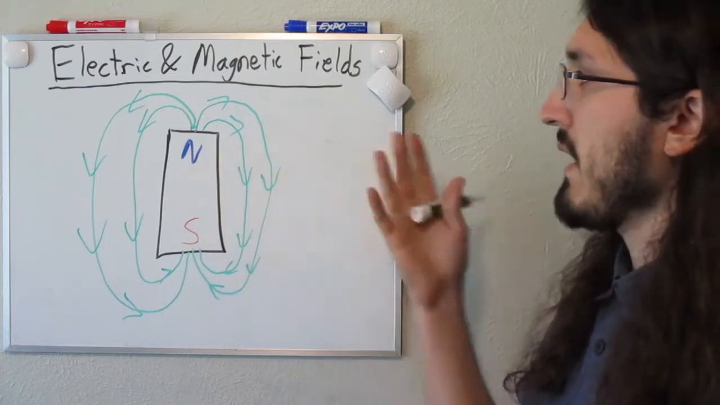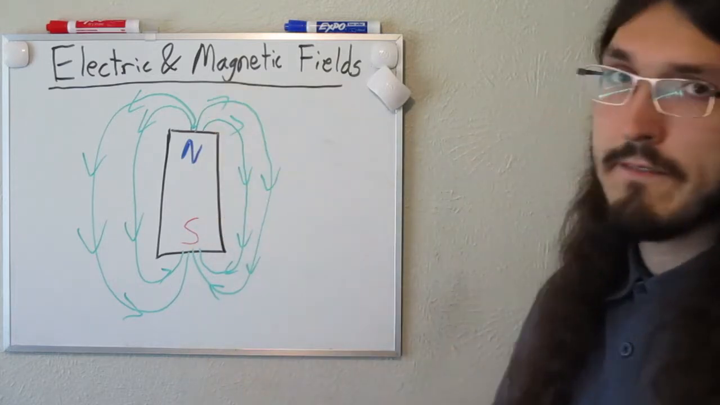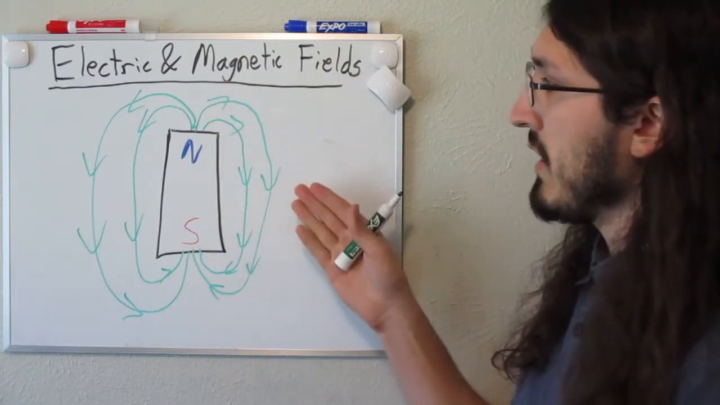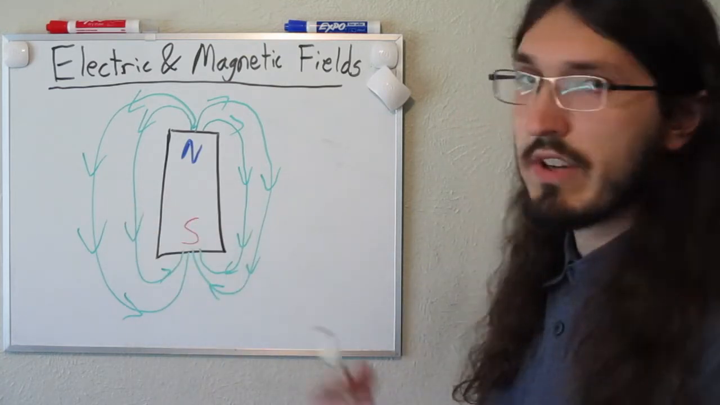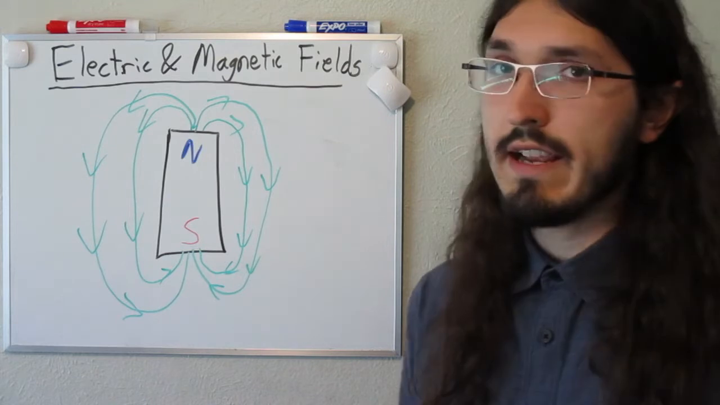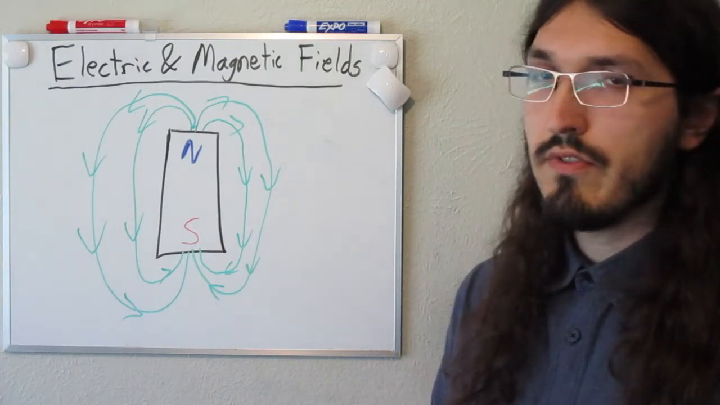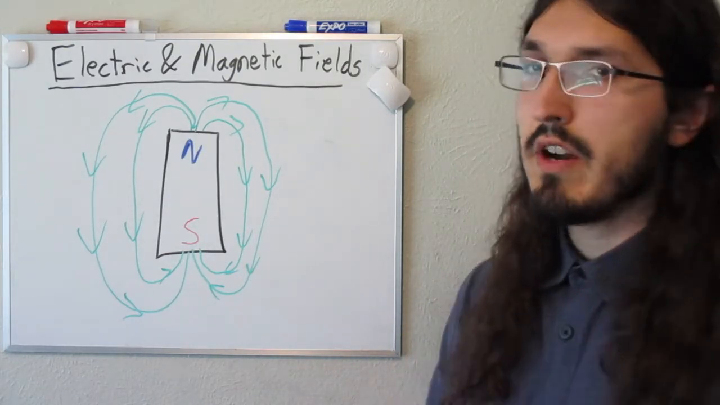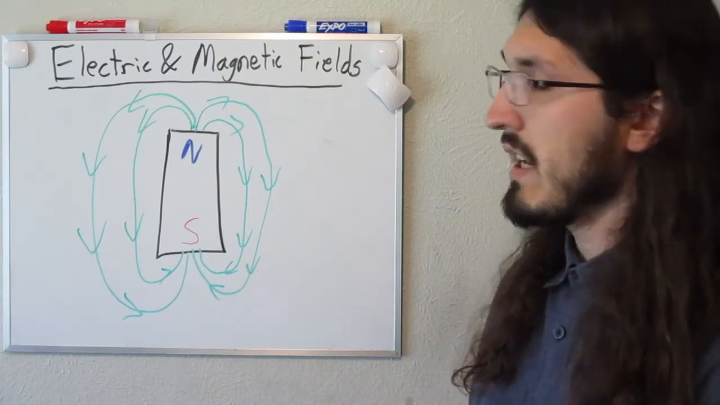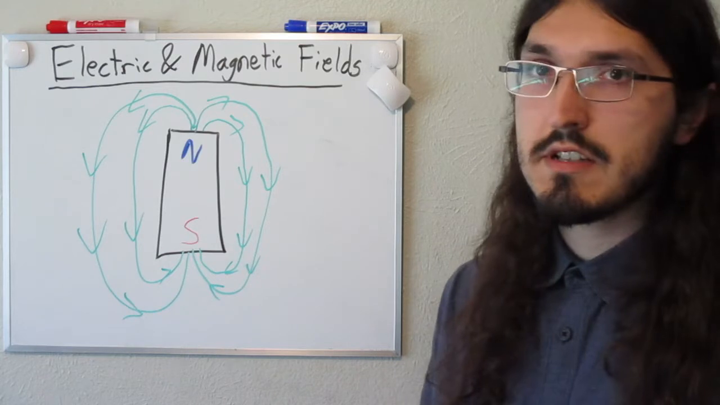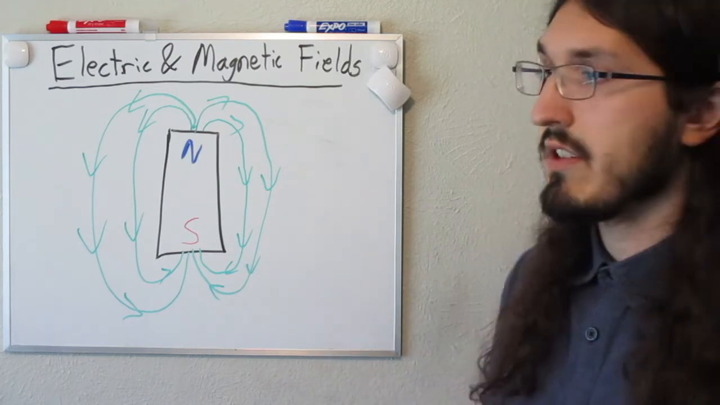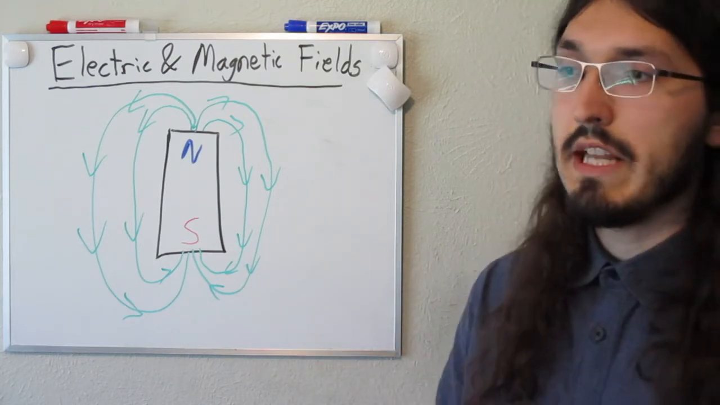So all around the magnet there is this loop of magnetic fields where if any other moving charge enters this magnetic field, it will feel a magnetic force. The direction of that force can be determined by the right-hand rule, and I would encourage you to revisit the previous video on the magnetic force to get a better understanding of how magnetic fields, magnetic force, and moving charges are related to each other. Now I want to take some time to talk about electric fields.